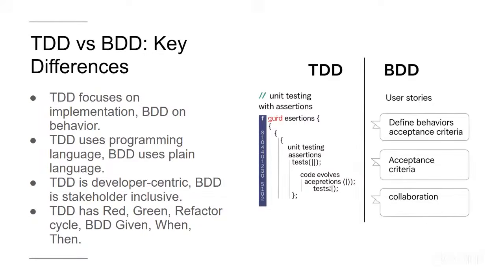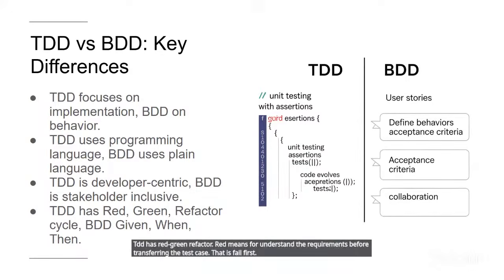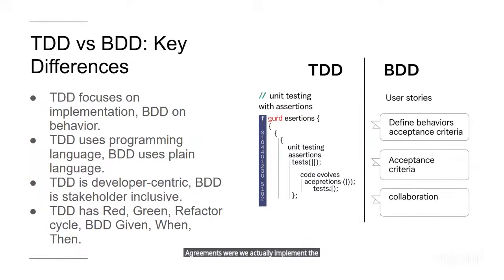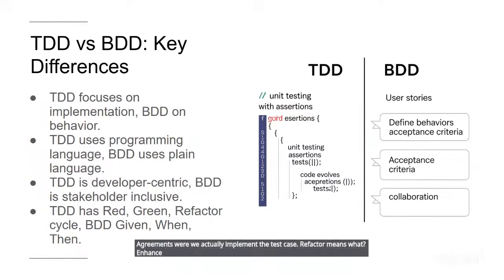TDD is red, green, refactor. Red means understand the requirements before drafting the test case. That is, fail first. Green means we actually implement the test case. Refactor means enhance and improve the test case.